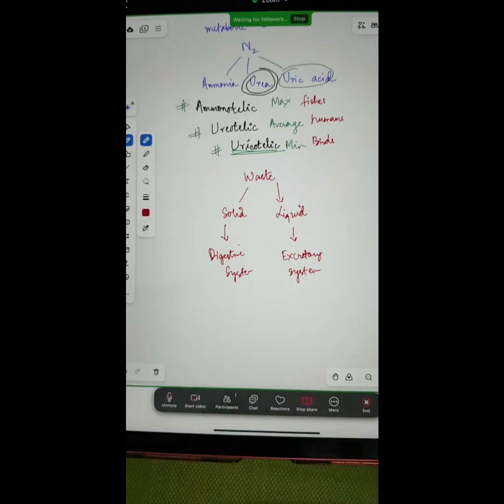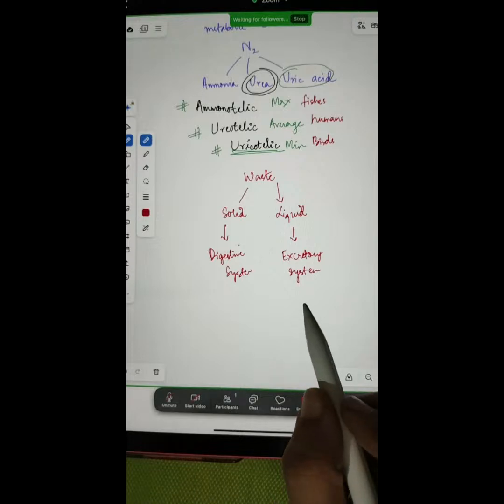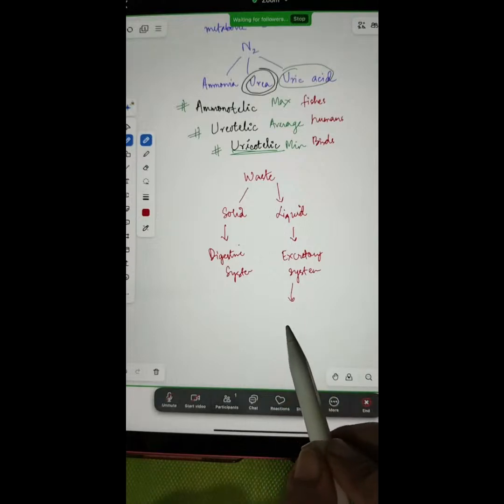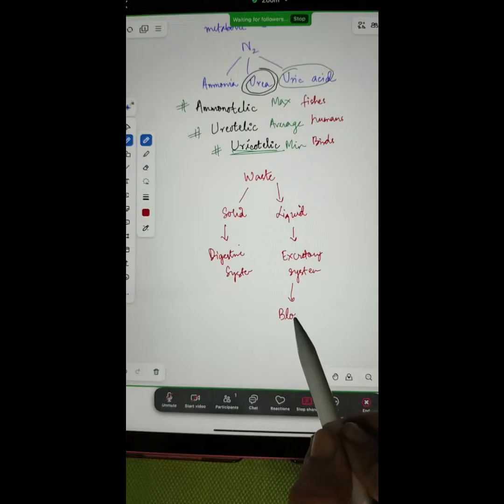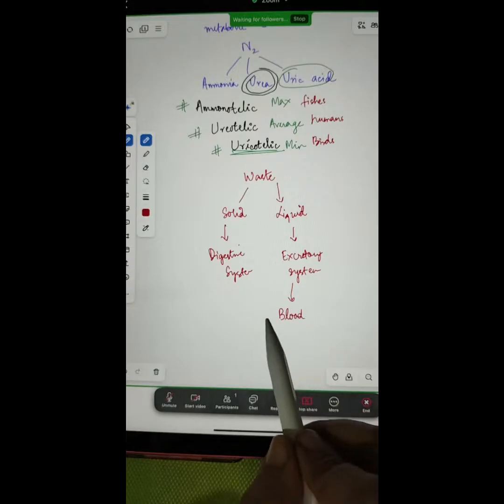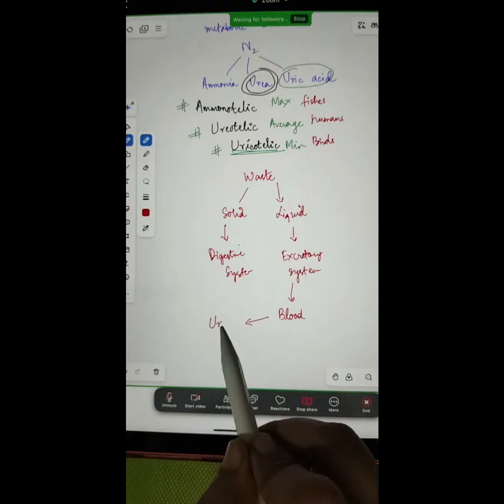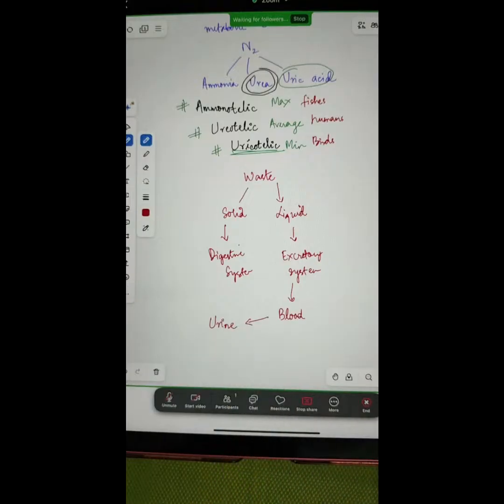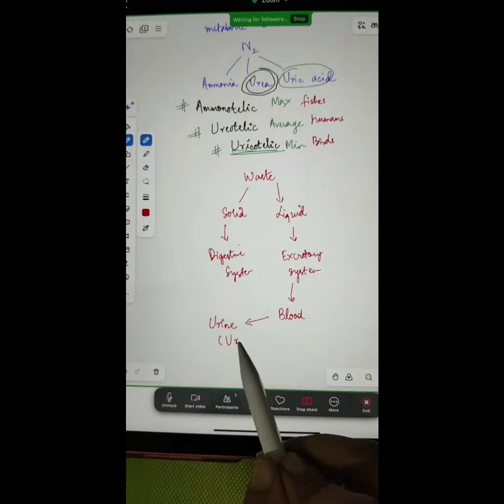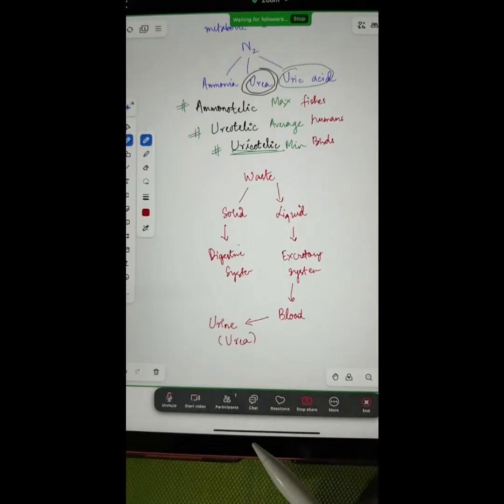Solid waste is sent out by the last part of the large intestine, which is the rectum, and the rectum sends out the waste with the help of the anus. The excretory system sends out the nitrogenous waste by filtering the blood with the help of the kidney. And by the filtration of blood, what is formed? Urine is formed. Right? And urine is rich in which component of the nitrogen? It is rich in urea. That's why human beings are known as ureotelic.